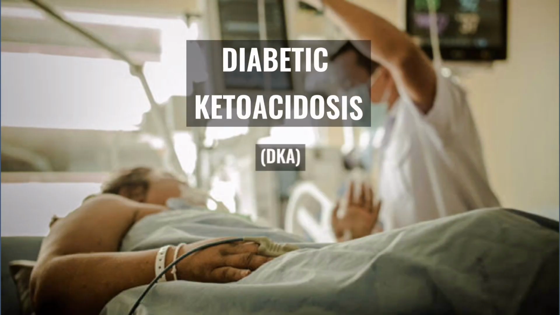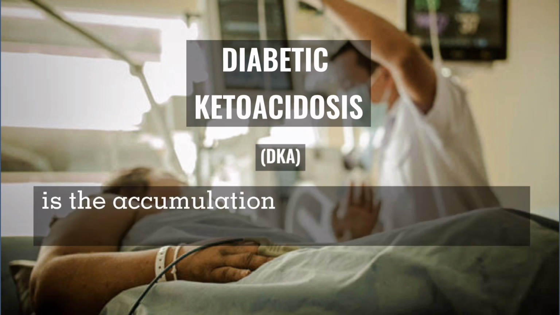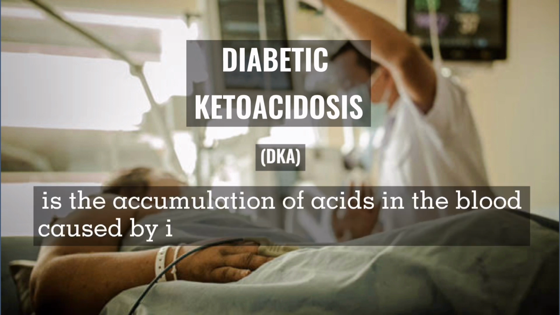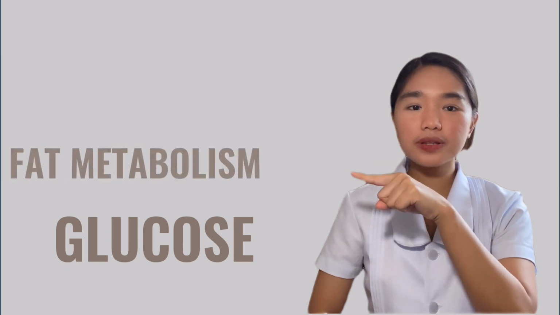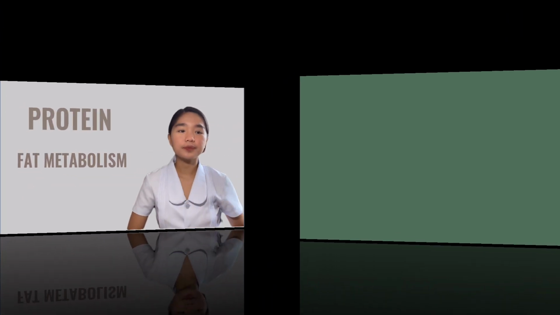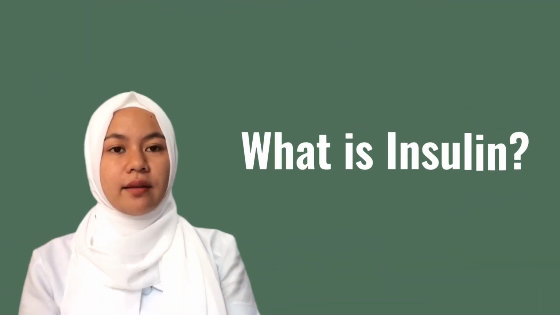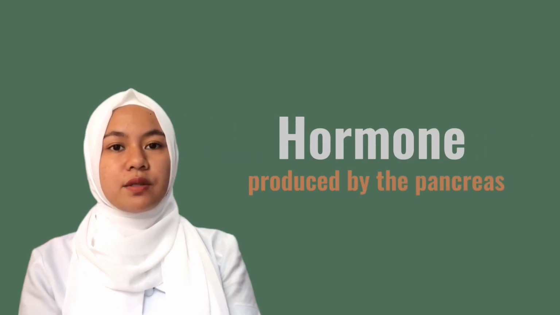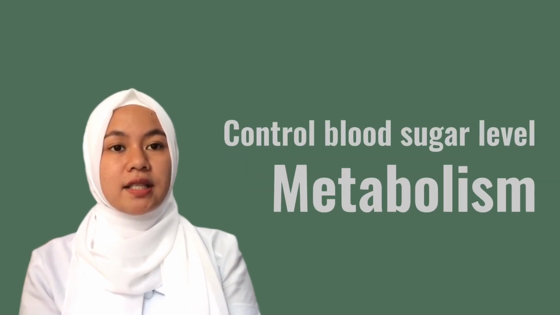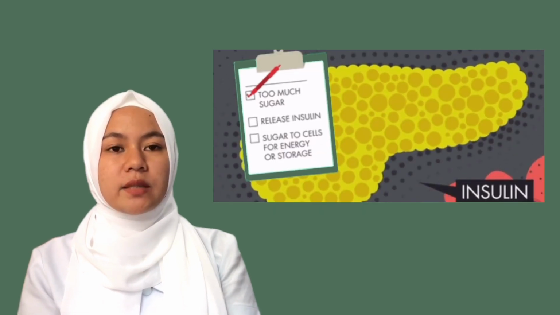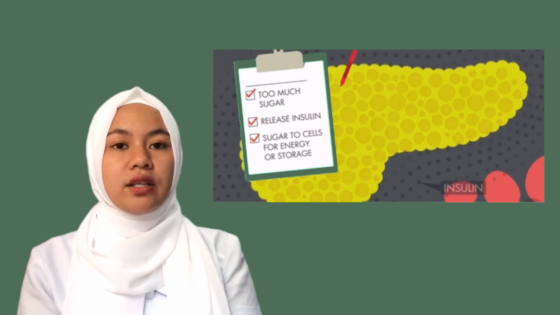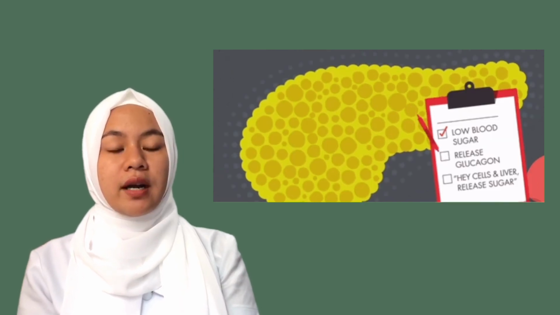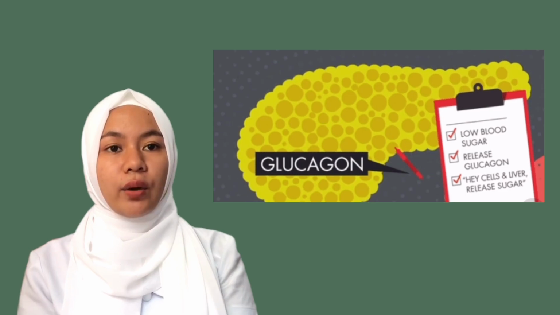Diabetic ketoacidosis, or DKA, is the accumulation of acids in the blood caused by an insufficient amount of insulin. Insulin deficiency causes problems with glucose, fat, and protein metabolism. What is insulin? Insulin is a hormone that helps control our body's blood sugar levels and metabolism. The pancreas produces our insulin and releases it into the bloodstream. Insulin also helps our body to use sugar for the energy it needs and then store the rest.